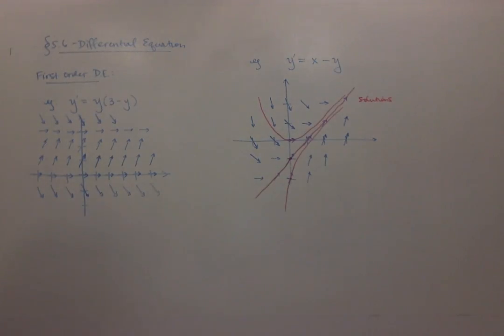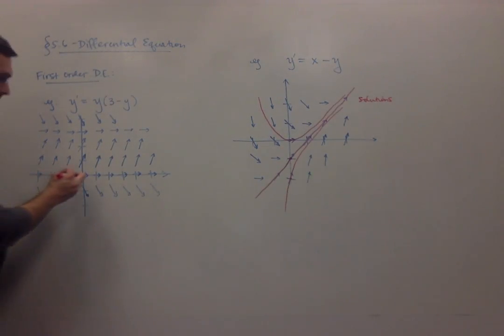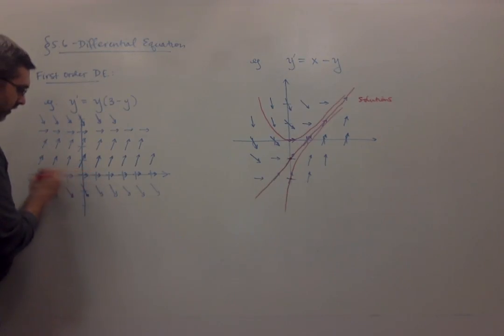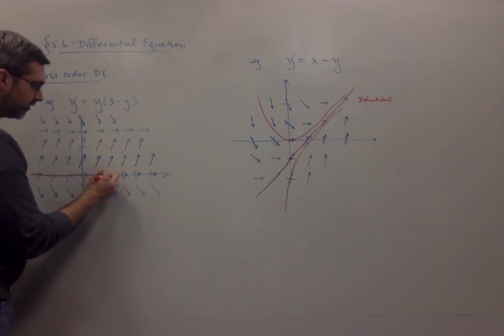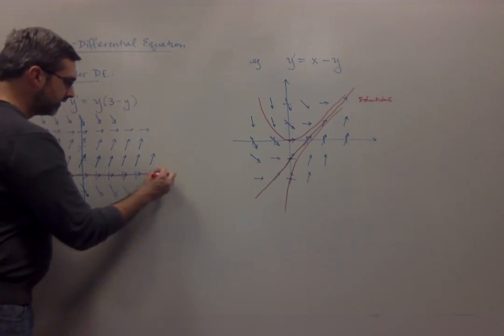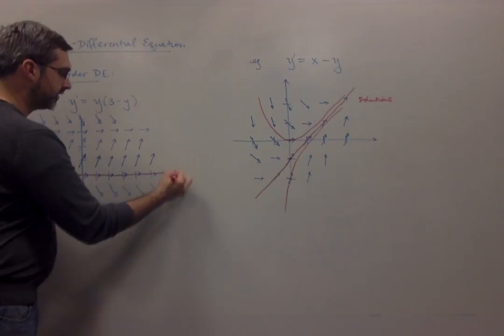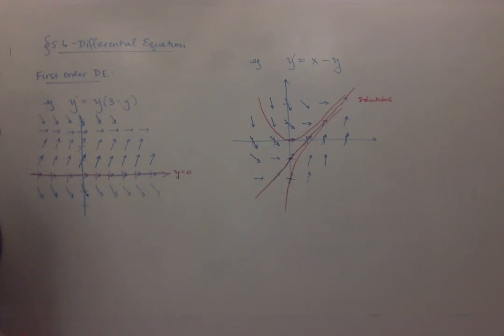When y is 0, the slope is actually always 0. So my GPS is telling me to always go to the right. So this y equals 0 is actually a solution. And if you try it, plugging it in here gives you 0. The derivative of that is also 0.